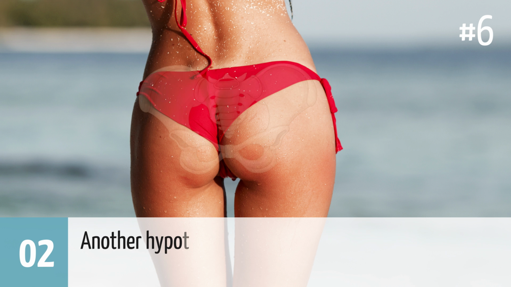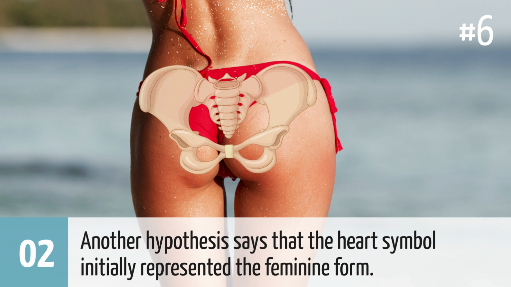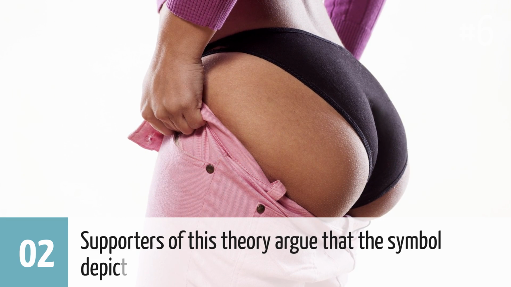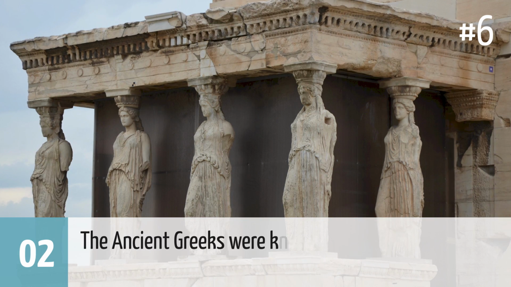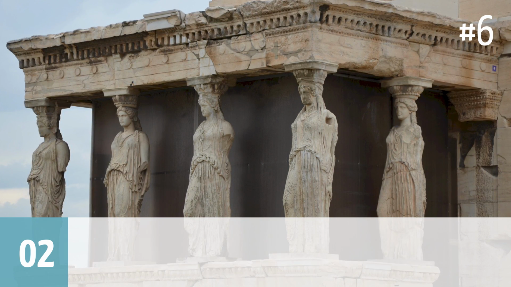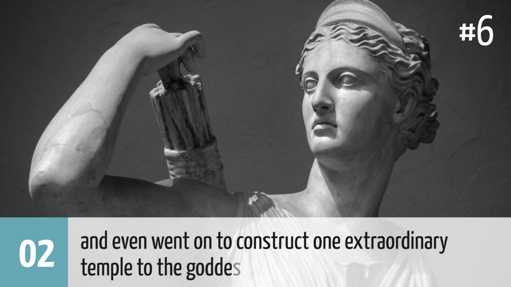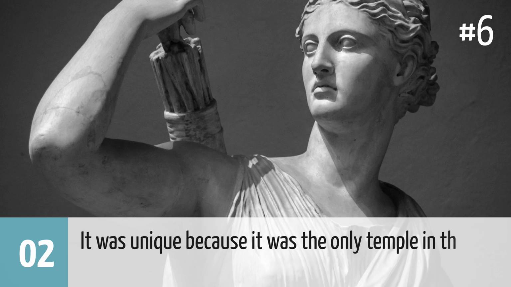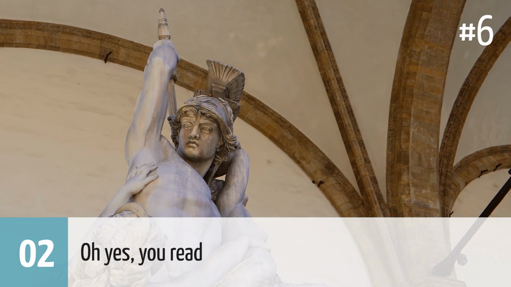2. Another hypothesis says that the heart symbol initially represented the feminine form. Supporters of this theory argue that the symbol depicts the shape of the female pelvis. The ancient Greeks were known to attach special significance to this part of the female anatomy, and even went on to construct one extraordinary temple to the goddess Aphrodite. It was unique because it was the only temple in the world in which people worshipped the buttocks. Oh yes, you read that right.